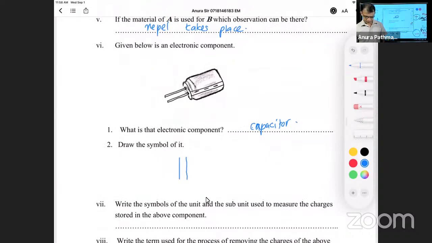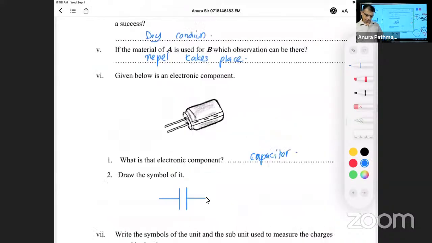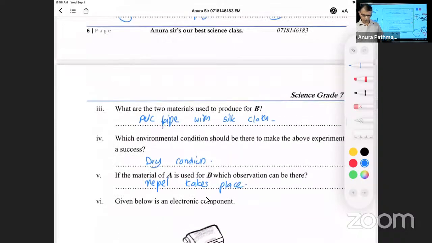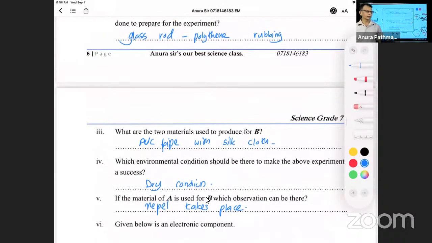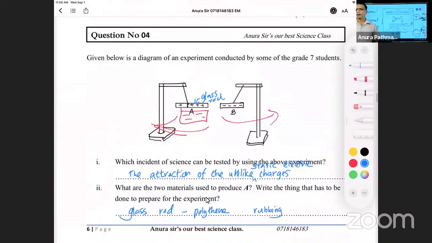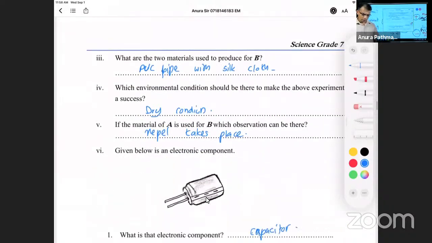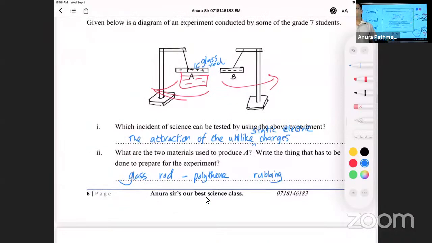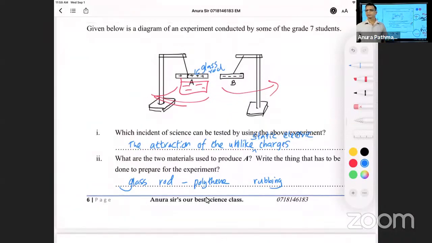It's more like a dry cell, but the lines are the same. Can you scroll up, please? Can you show me the fourth question diagram? This one. Okay, sir. Sorry. Wait a minute. Okay, good.